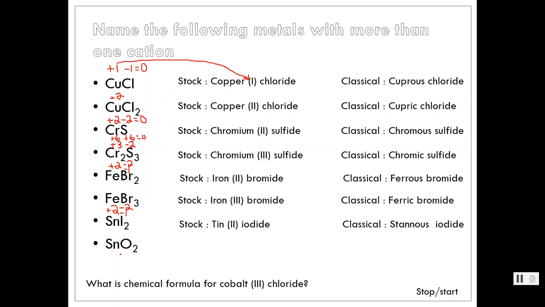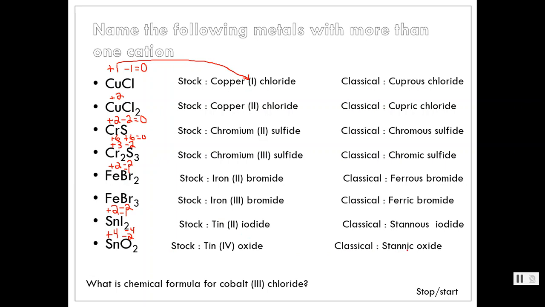And last but not least in this bullet list, SnO2. So in here, my tin is attached to an oxygen. Oxygen's in group 6. It has a -2 charge. There's 2 of them. So the overall charge on that part of the molecule is a -4. So to counteract that -4, my tin in this molecule must be a +4. So tin(IV) oxide or stannic oxide.